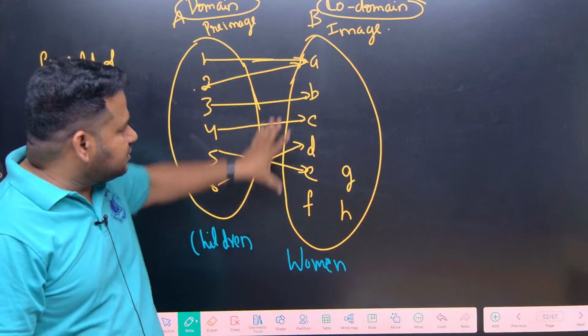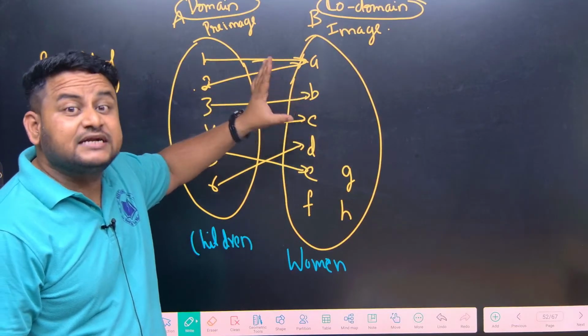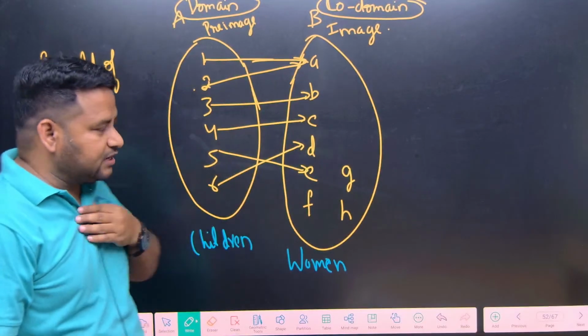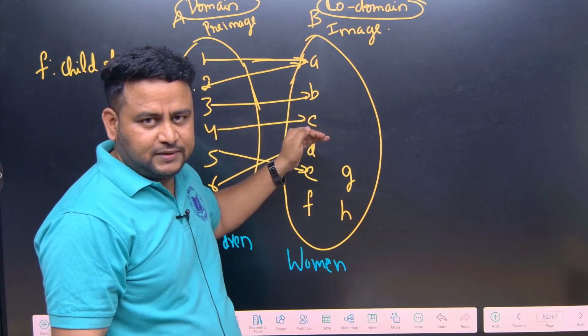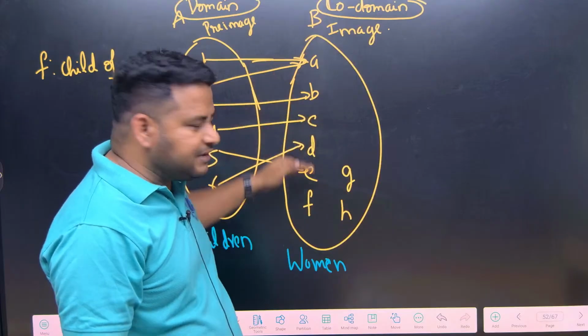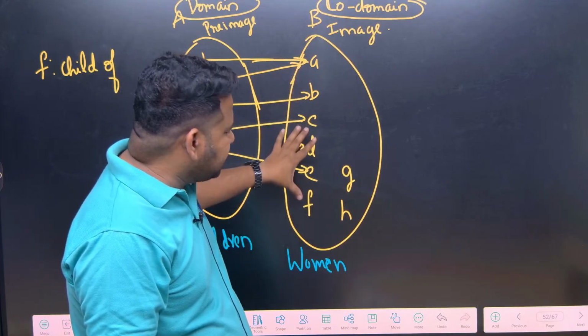So out of this, what are the elements in set B that are connected? See here what I am telling. Set A is called the domain. Set B is called the codomain. In codomain, are all the elements connected? No. Most of the elements are connected.